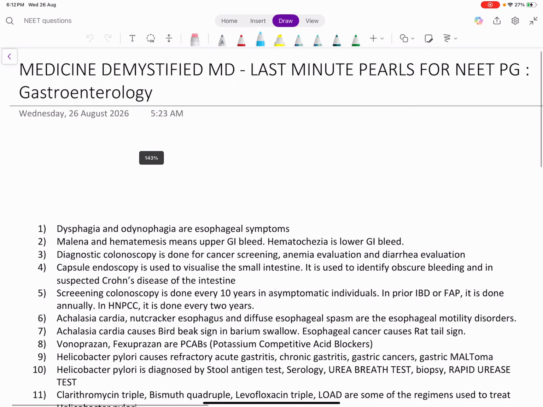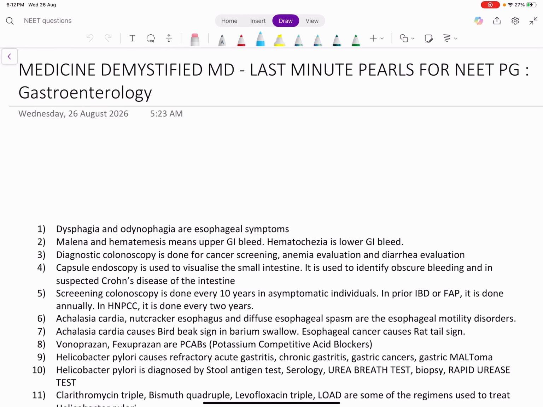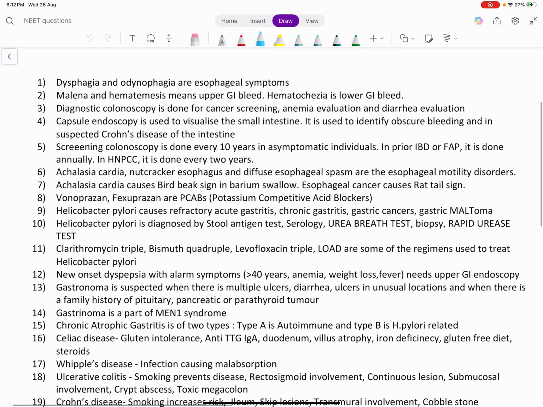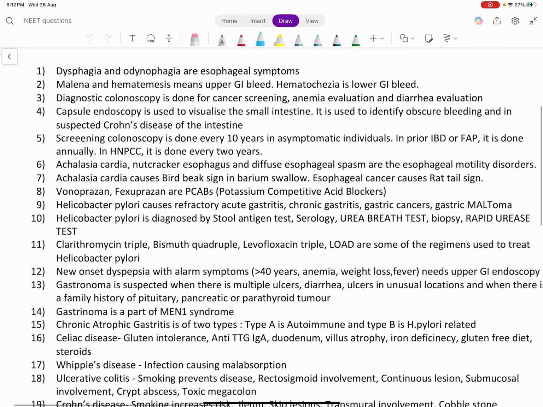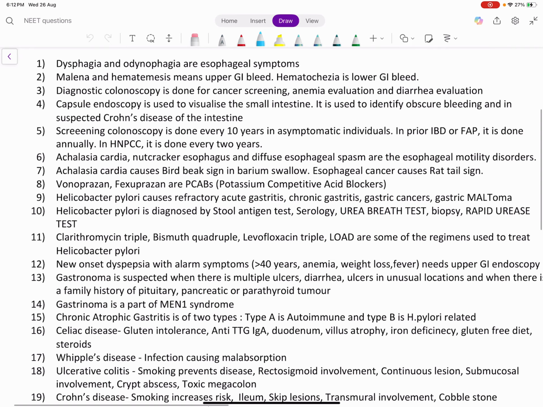We are discussing last minute pearls for NEET PG in the subject of gastroenterology. So dysphagia and odynophagia are esophageal symptoms. Melena and hematemesis are upper GI symptoms. So melena and hematemesis is upper GI bleeding. Melena is altered blood through the stools, that is black tarry stools.